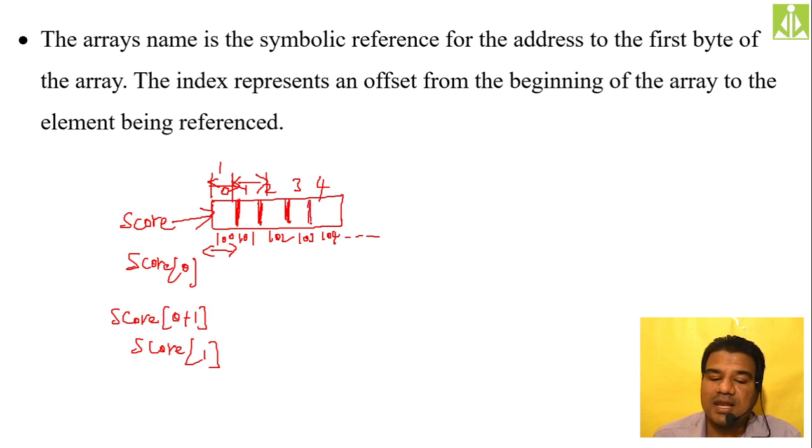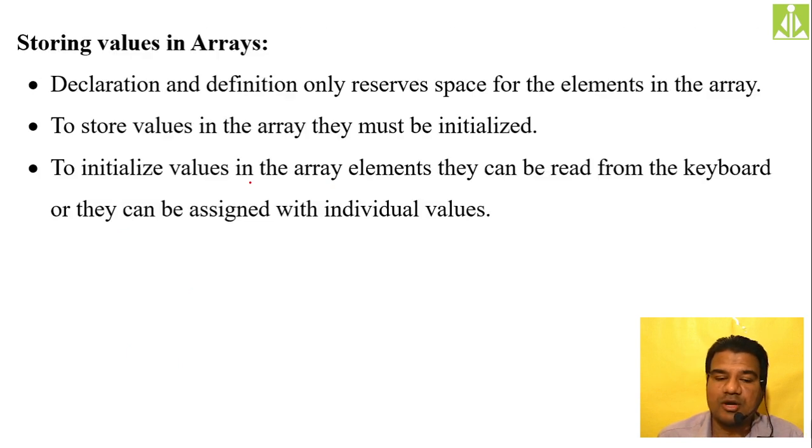To access the last element, you have to reach this particular wall only. And to reach this wall, how many offsets do I have to add? 1, 2, 3, 4 offsets. If I add 4 offsets to this score, my score will reach this fourth element, and I can access it. So likewise you remember. The array name is the symbolic reference. It will always point to the first element of the array only.